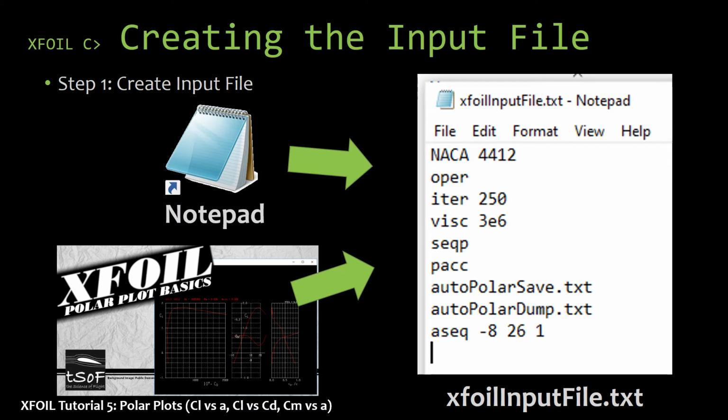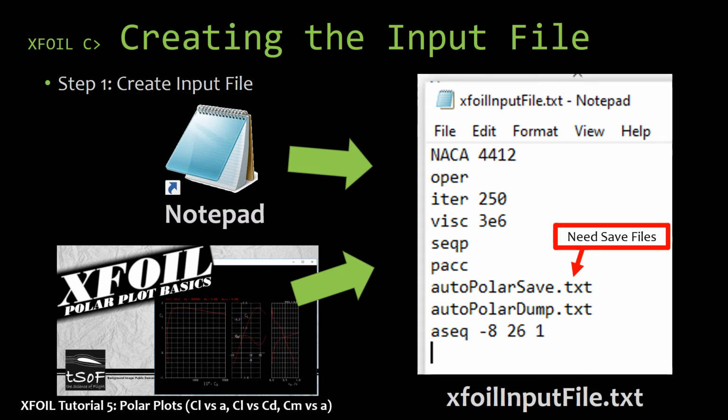The reason being is that when we run Xfoil, it's going to open up, run off of this input file, and then close itself. So if you're wanting to get any data out of this, you need to save to a dump file. So I'm going to go ahead and call mine autopolarsave.txt. And then I'm just going to go ahead and save the dump file and call it autopolardump.txt and hit enter after that line.